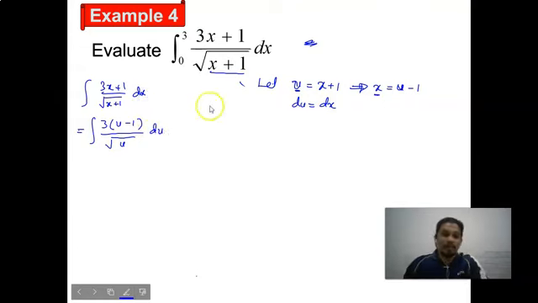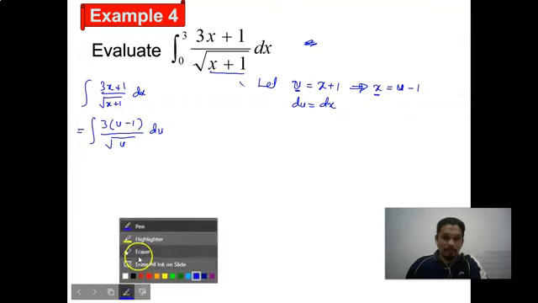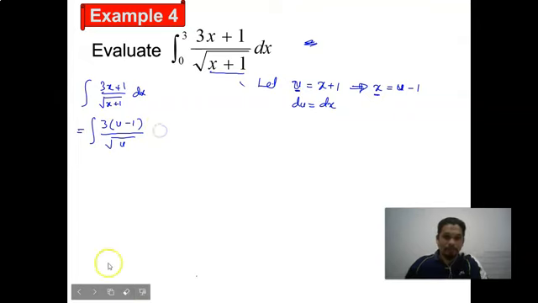Do you find any x left here? I'm sorry, I think that I left something. 3x, where x equal to u minus 1. And don't forget we have x plus 1 here. Sorry, I left it. So that du.